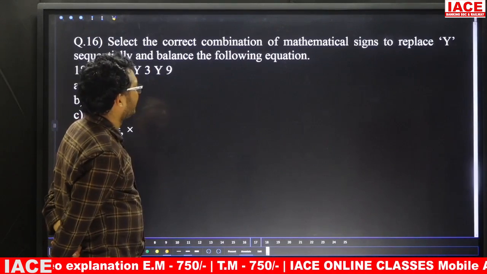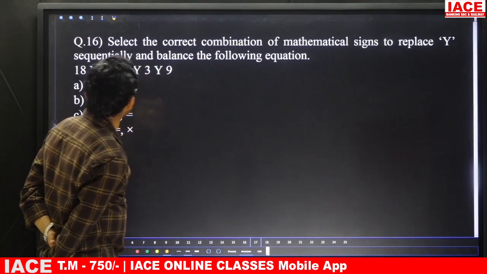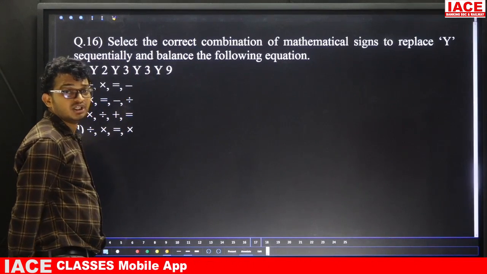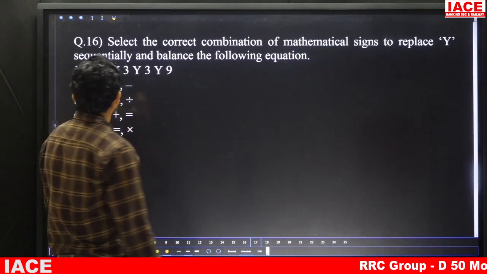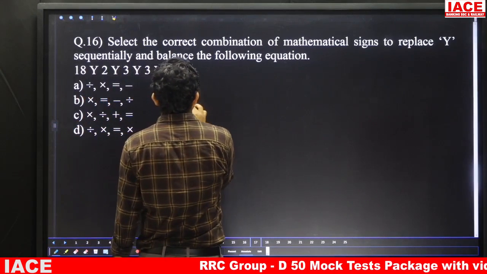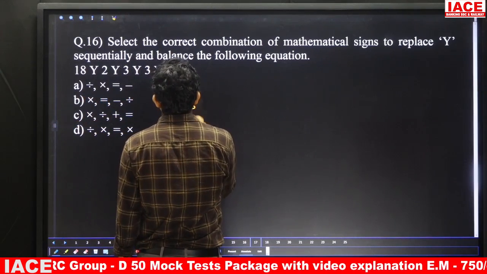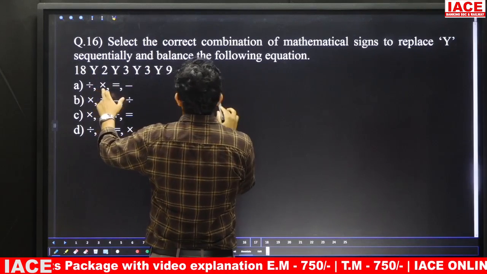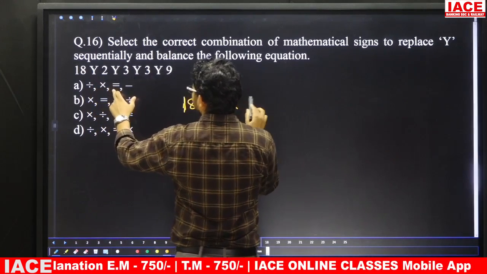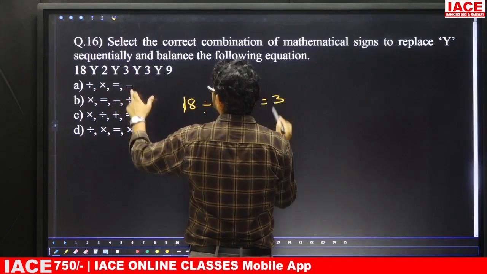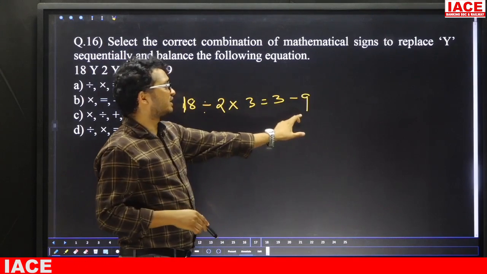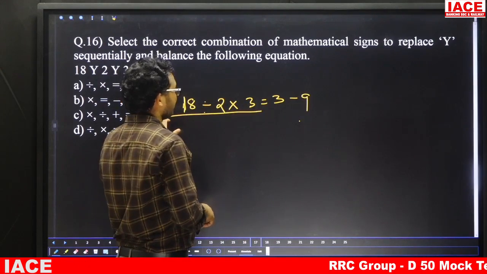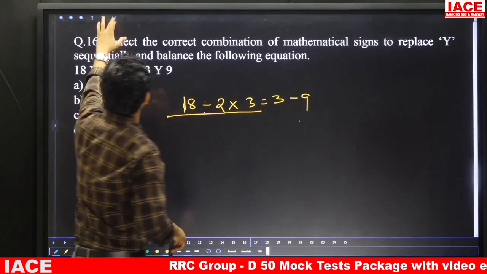Select the correct combination of mathematical signs to replace the Y in the following question to make the equation balanced. Simply go through the options and take the first option. 18, here the first one is what? Y means what? Divide by 2. Next into 3 equal to 3. Next minus 9. Friends, here there is a chance to get minus 6, but there is no minus only on the left side. That means for the first one there is no chance to get it.